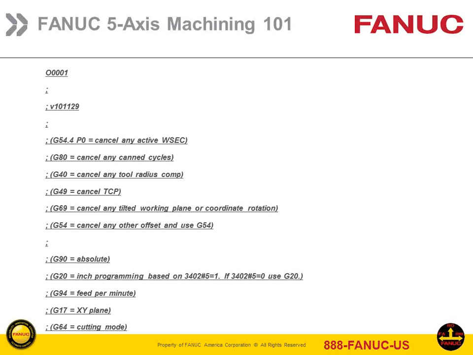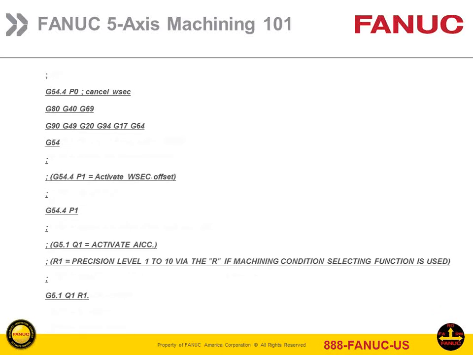So it's important that you have this at the beginning of the program, along with G90 for absolute, G20 or G21 whether you're doing inch or metric programming. G94 will get you back into feet per minute. G17 XY plane, and then G64 cutting mode. So that's all just basic startup information.